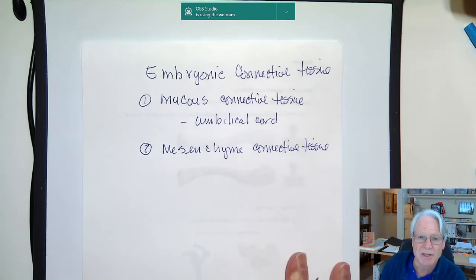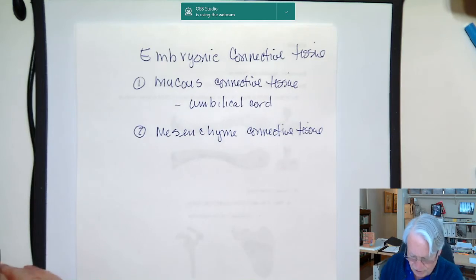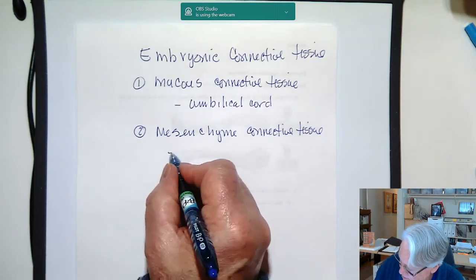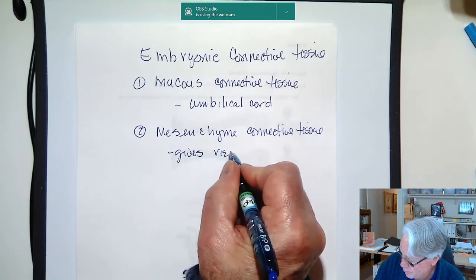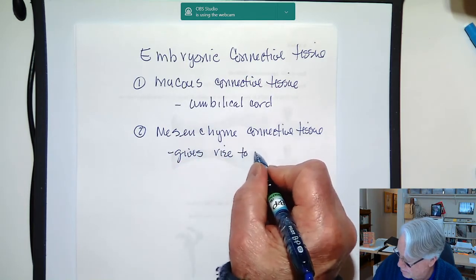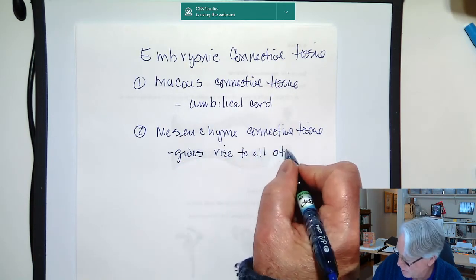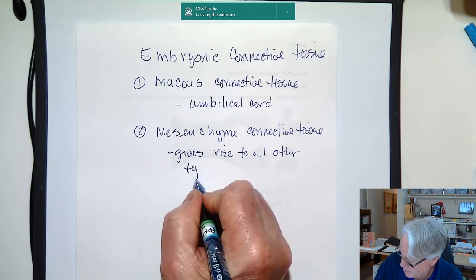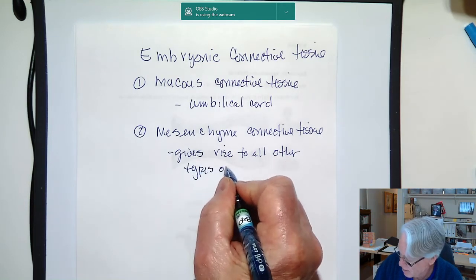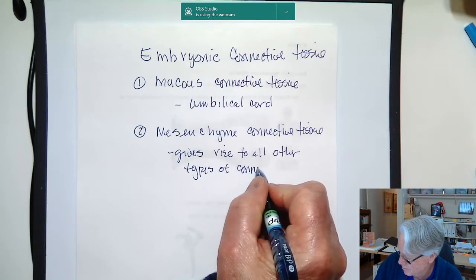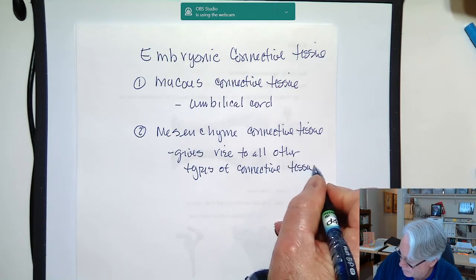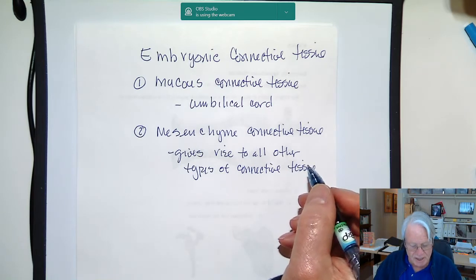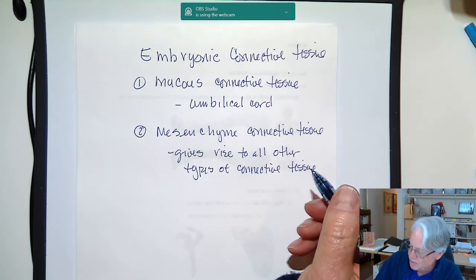And here we want to say a little bit more about this type of tissue. It gives rise to all other types of connective tissue. Okay. That's mesenchymal connective tissue. It gives rise to all other types of connective tissue.